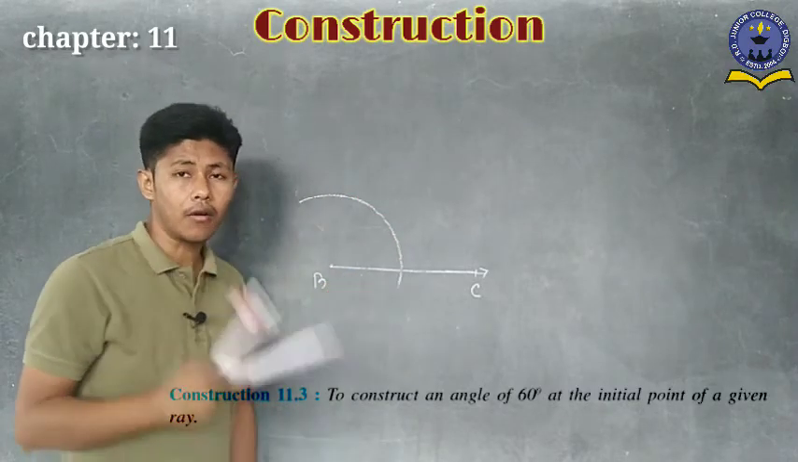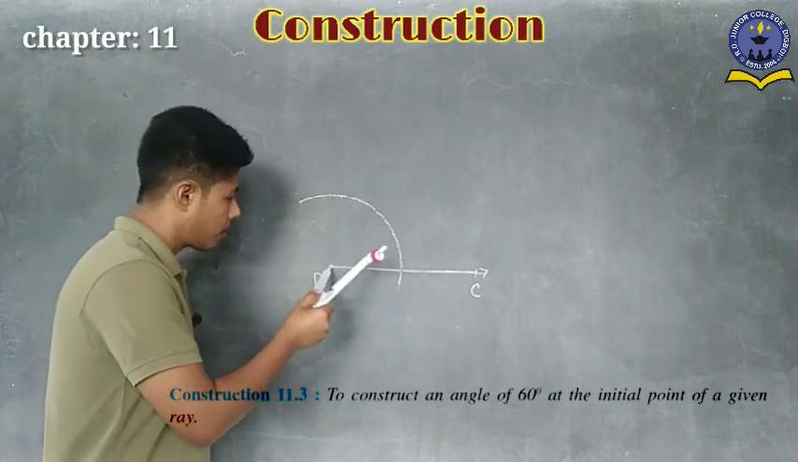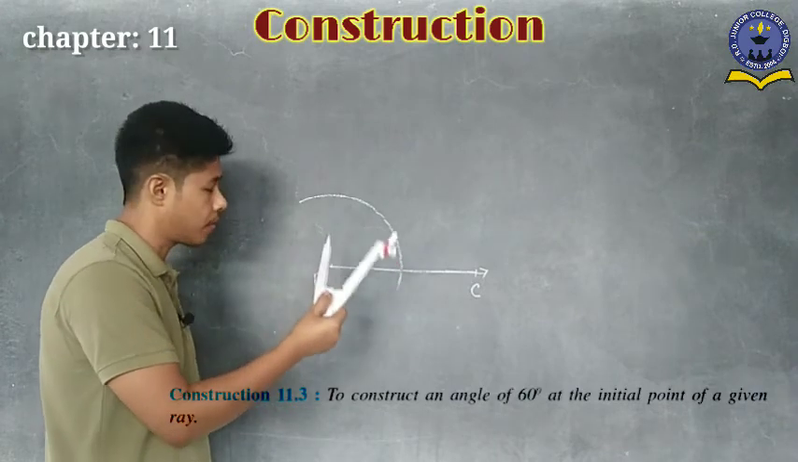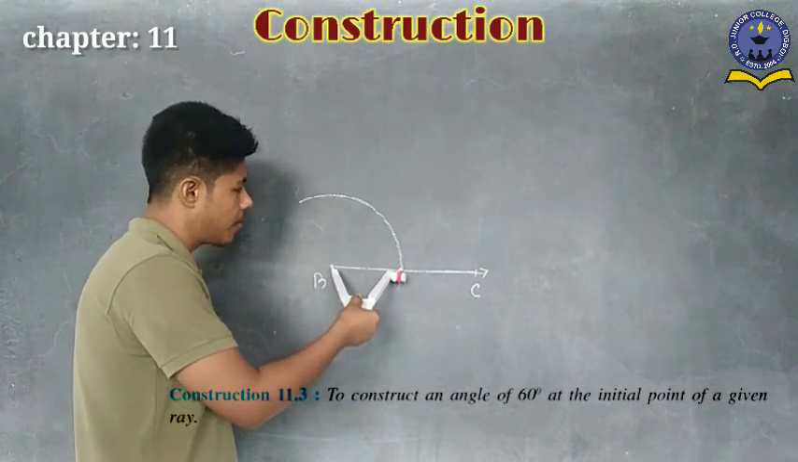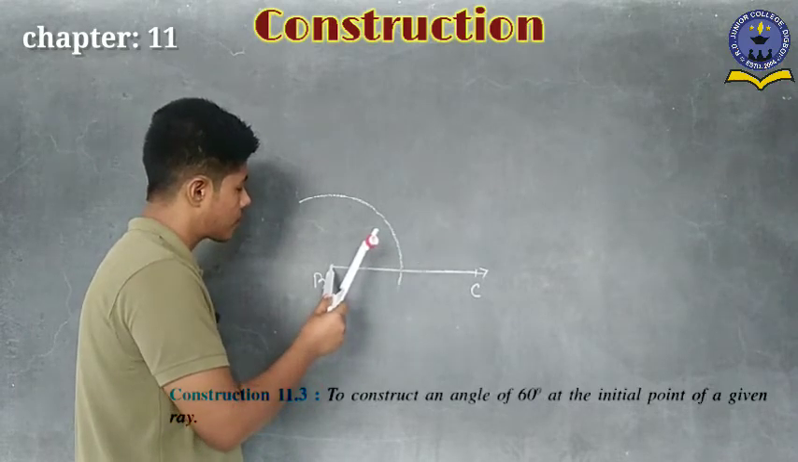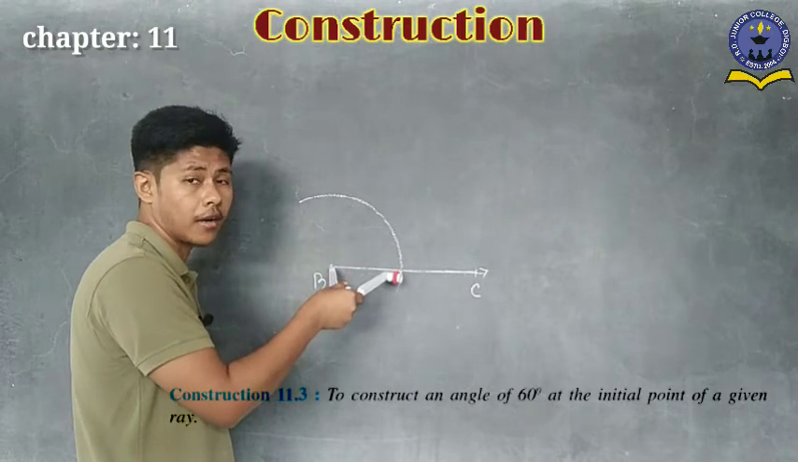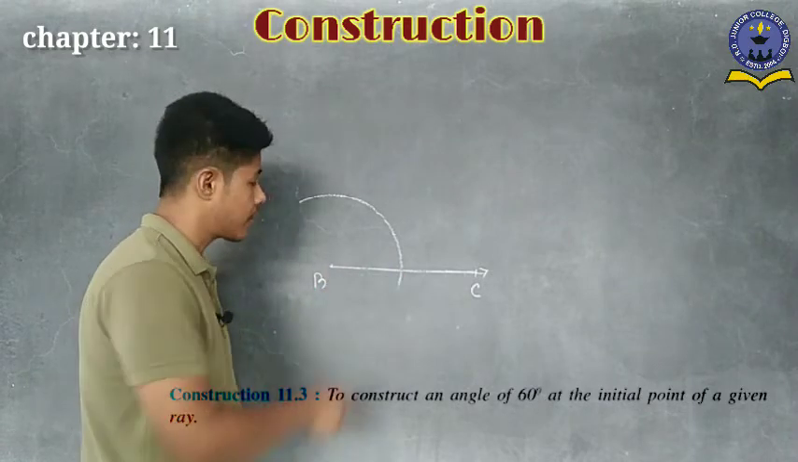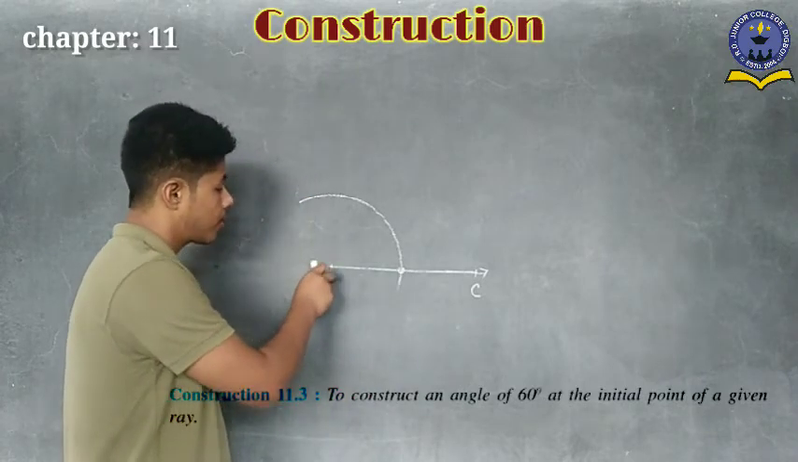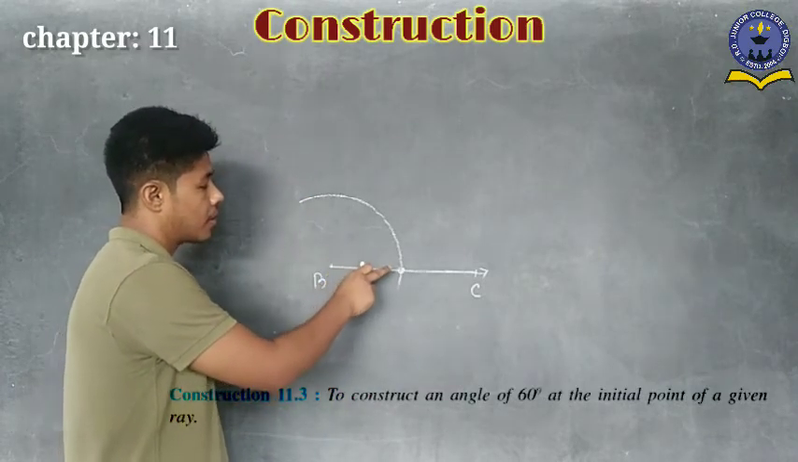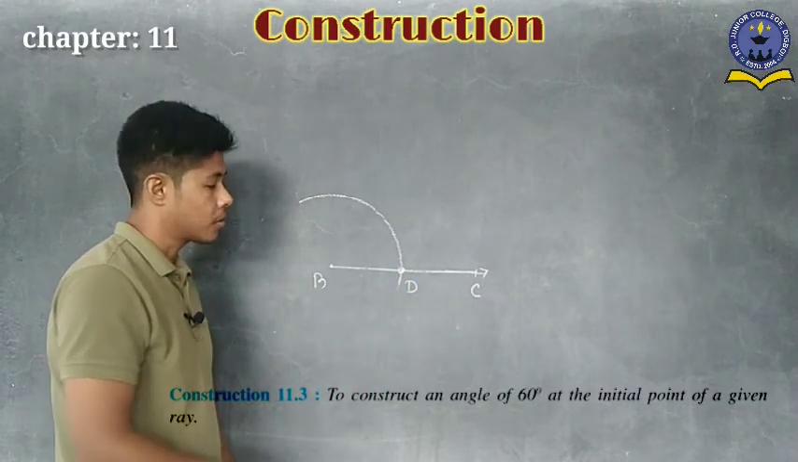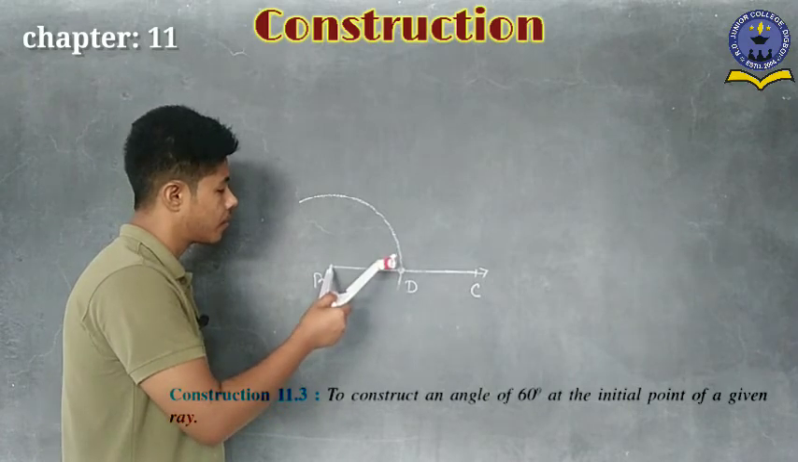Is it clear? Now one thing you remember: whatever length you have considered here, the same length you have to consider from here also. The reason is, when we take B as a center and draw an arc, this arc intersects BC at one place, which we denote by D. Is it clear?